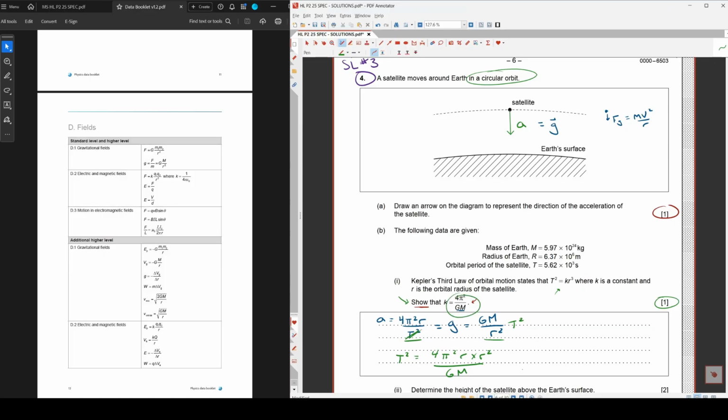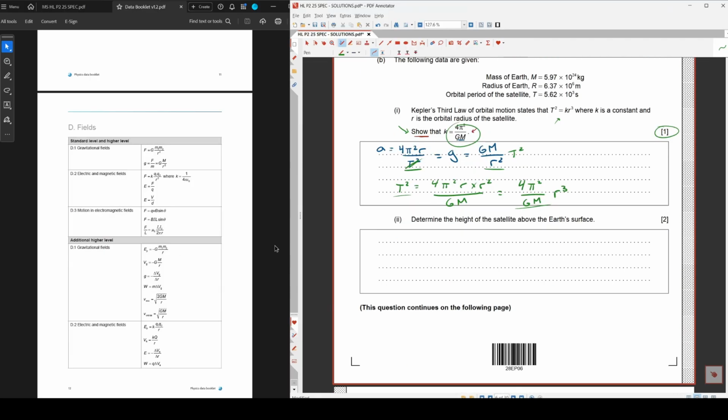Hey, look, we did it. We could really spell it out here just to make sure we know what's going on, but that would do it for us. GM over r cubed, so the period squared, blah, blah, blah, r cubed. Hey, look, we just derived Kepler's third law, and we got 1 measly point for figuring out all that math. Worth it? I don't know, but that's how you do it.